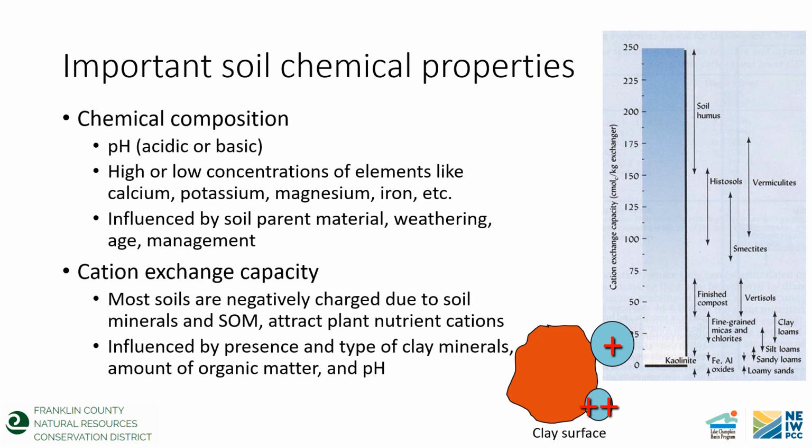The diagram on the right shows the cation exchange capacity associated with different soil textures and soil mineralogies. You can see that soil humus, or organic matter, has a really high cation exchange capacity, meaning that soils with a lot of organic matter can store and exchange relatively more plant nutrients.